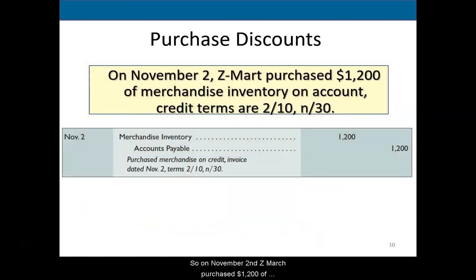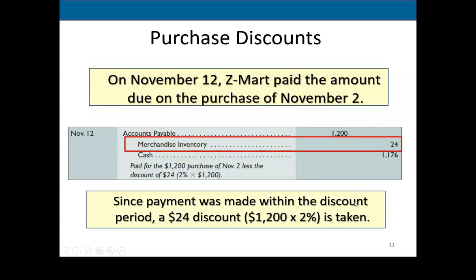So on November 2nd, Z-Mart purchased $1,200 of merchandise inventory on account, as they had no cash. Credit terms are 2/10 net 30. And I don't want to belabor the obvious here, but if they're paying cash, we're not going to be extending credit terms to them. So we debit merchandise inventory for $1,200, which we sold it to them for, and credit accounts payable for $1,200. All right. So this is my initial journal entry when I sell them the merchandise.